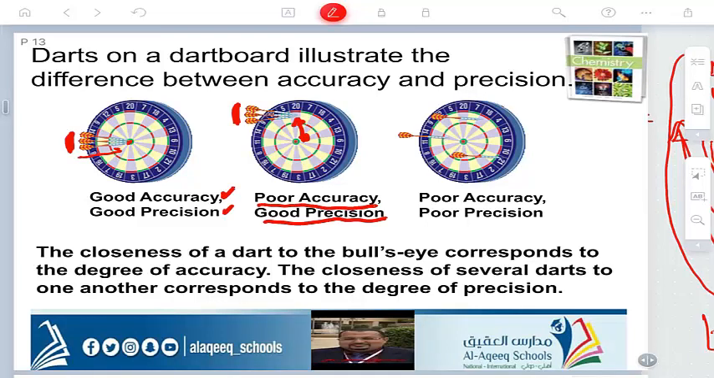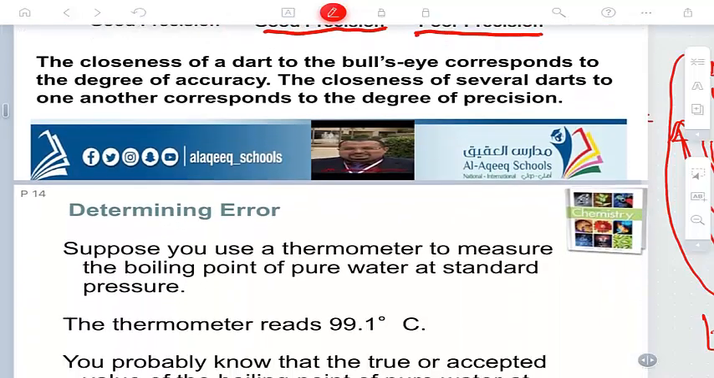But what if they are farther from each other? That means poor precision, and also far from the true value. So at this moment, poor accuracy as well. You got that? So we got the meaning of accuracy and precision.